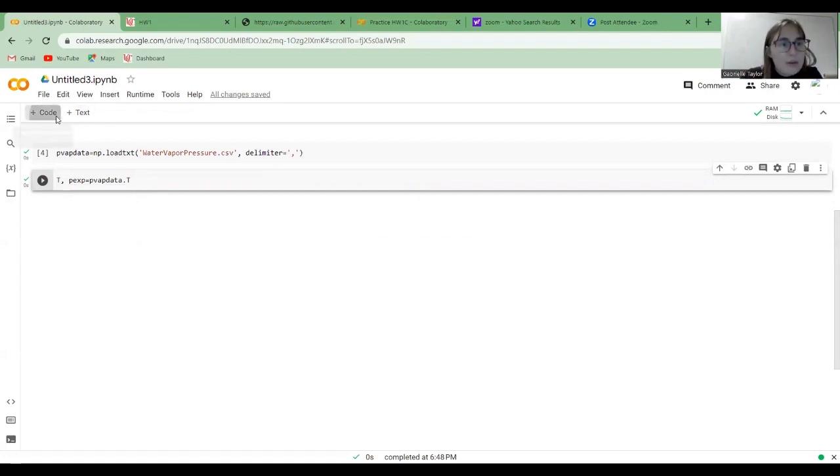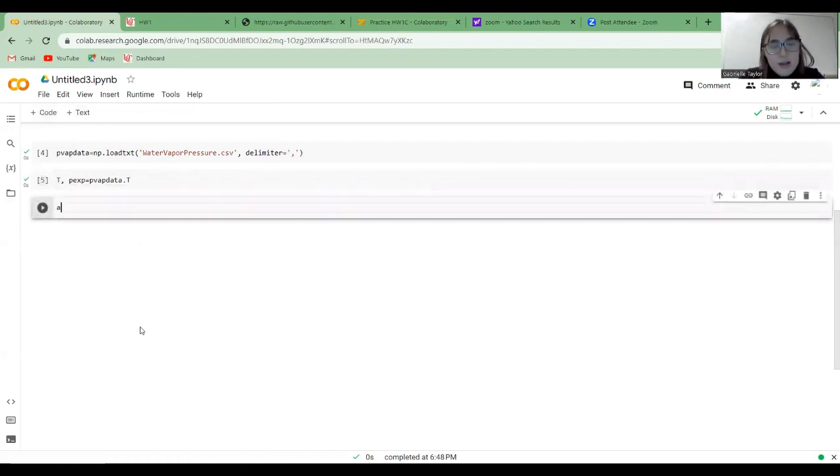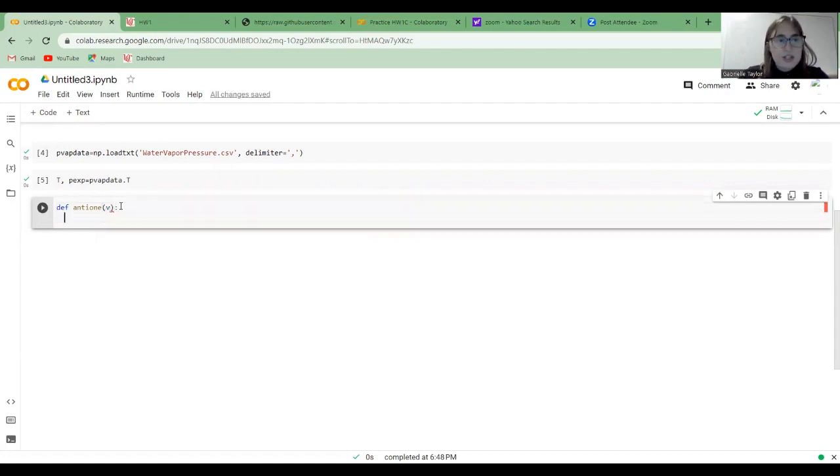So what we're going to want to do is define a function, and I'm just going to say Antoine. I'm going to say V for now, because Antoine's equation has A, B, and C, and we want to find our variables. We want to find A, B, and C, and we want to make that equal to V.